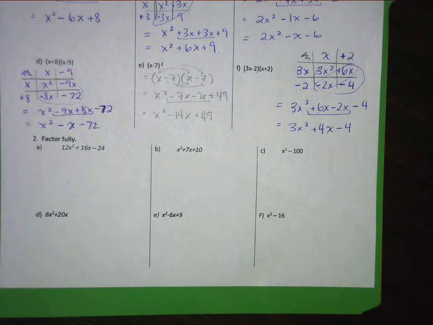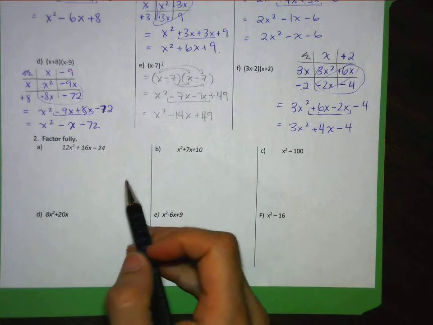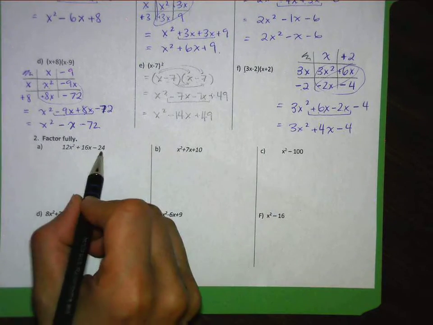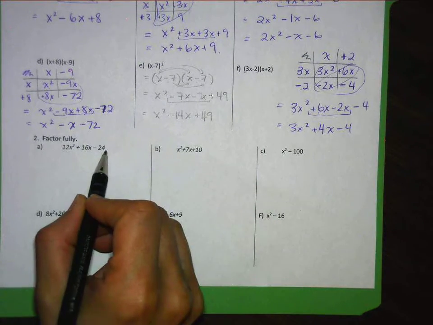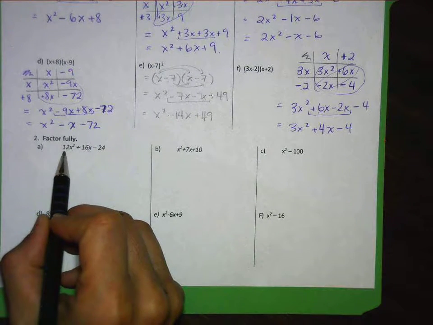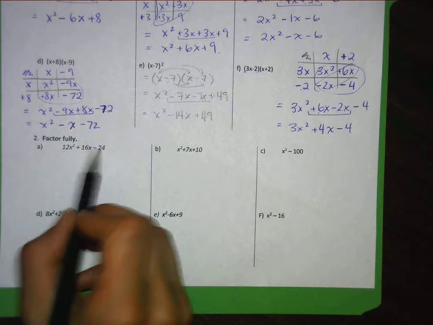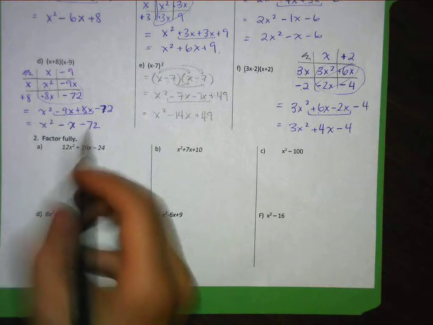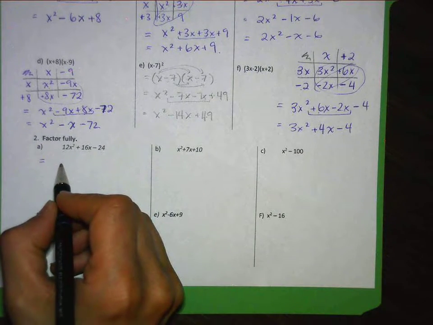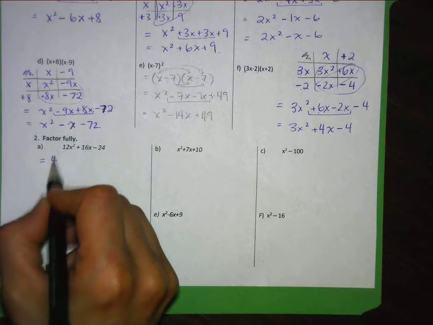Okay, here we are for the last part of this page. So we need to factor fully. This doesn't look like a trinomial that we can usually factor. So I'm going to take a look at this and say, well, 12 is divisible by 2. These are all even numbers, but I'm pretty sure I can divide by something bigger. What about 4? Let's try 4.